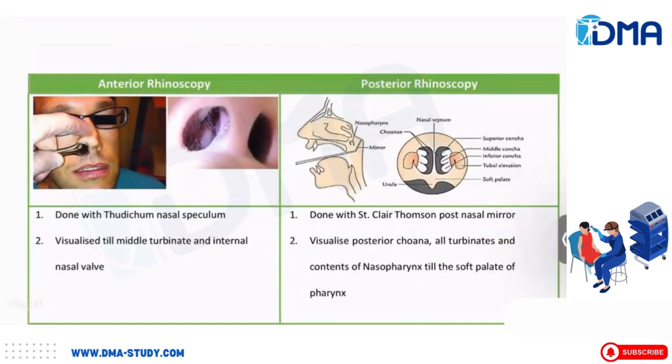Now, they are going to examine the nose. If I'm examining the nose from the anterior, this is called anterior rhinoscopy. I'm using a speculum called Vienna nasal speculum. No, I can't see till the posterior end of the choana.